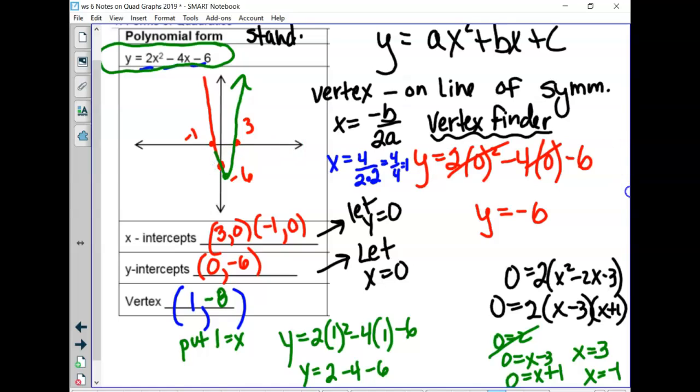So this was actually negative 6 over here. And the vertex was down here at 1. Yeah, I'm going to have to erase that. Thought I could cheat. The vertex is at 1, negative 8. How's it looking? That was a lot of information.